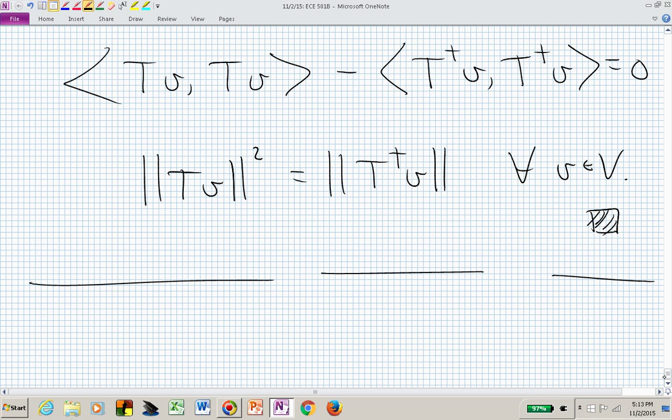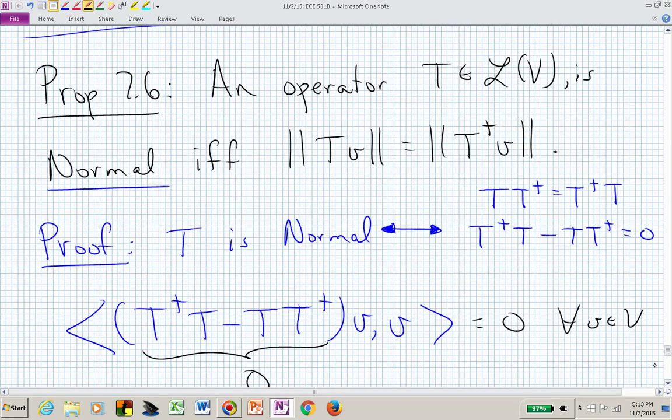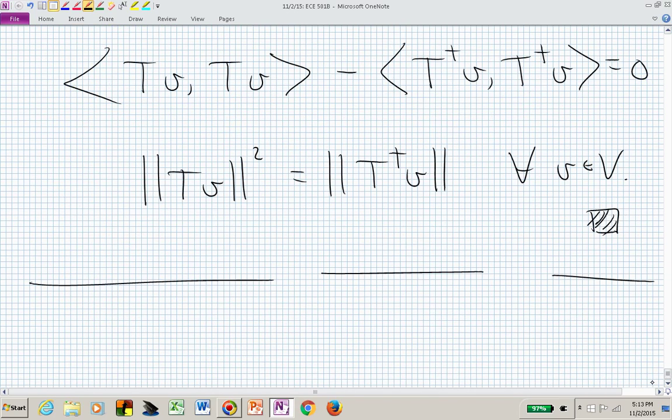So you could basically play that tape forward and backward to give us our if and only if, which we started with at the start, saying that T normal implies T dagger T minus T T dagger equals 0, or that right-hand side implies that T is normal. And then we just followed the logic down so that now we can see that if we have a normal operator, then these norm squareds are equal.